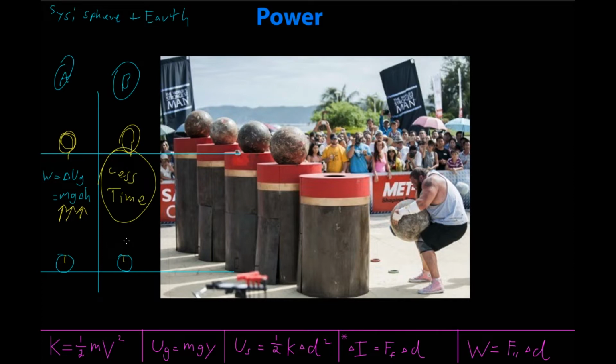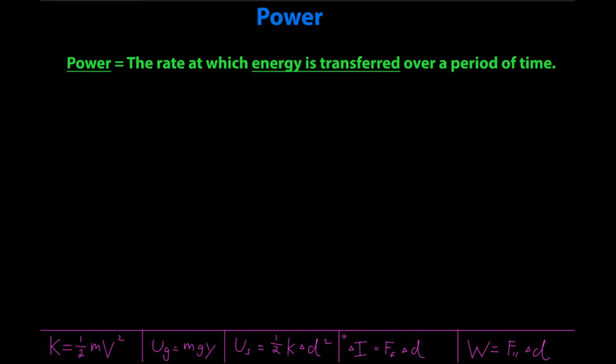That's the key here. So in physics terms, power is not about how much work can be done, it's how quickly that work can be done. So athlete B would win the competition because he could raise the sphere up onto the pedestal in less time. That therefore would make him the more powerful individual. So that means we are going to use this as our power definition. Power, the rate at which energy is transferred over a period of time.